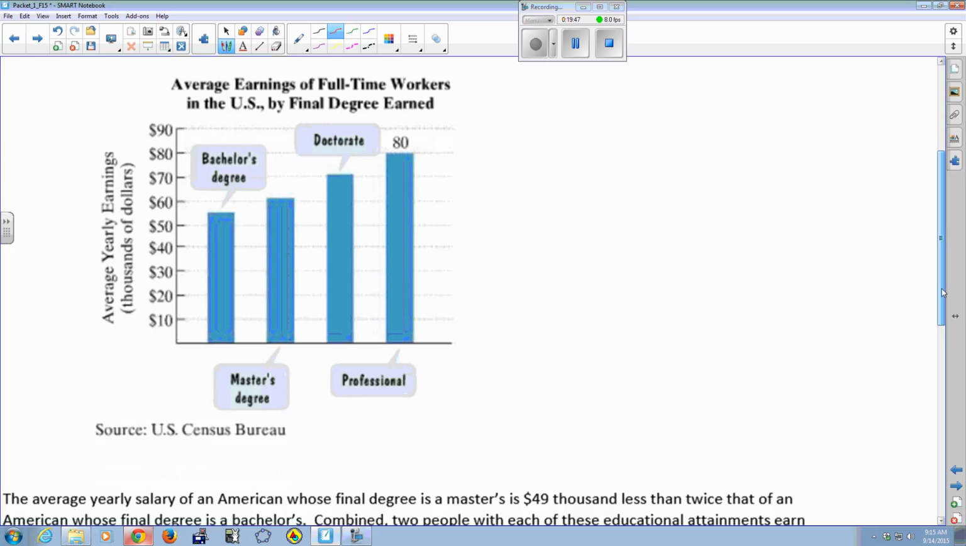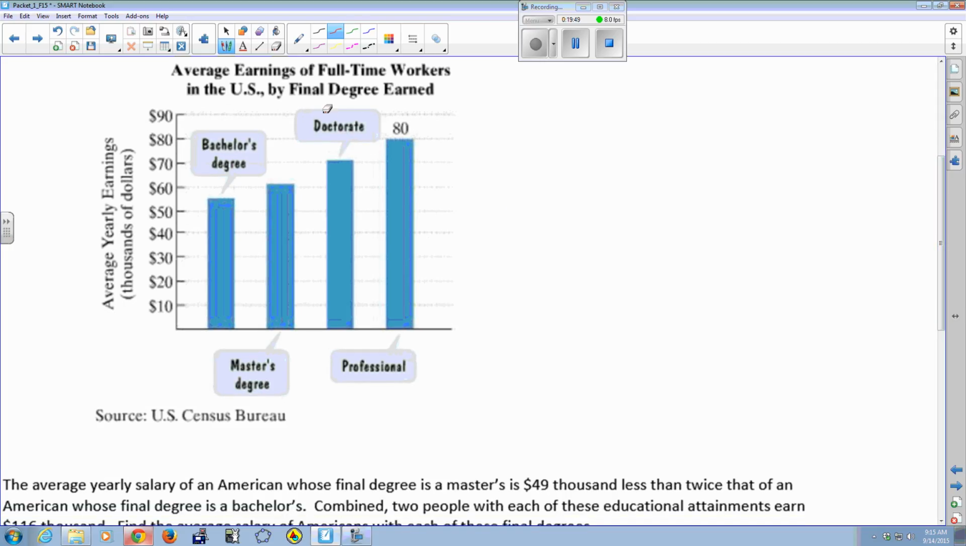So you don't know what the average earning is for either a bachelor's or a doctorate. So right away, it's setting you up for some type of story about how much a person earns when they've earned one of those degrees. Now, what's important is if you're going to do it with one variable, there has to be a relationship between these two amounts. They have to tell you something about them. All right. So let's read.